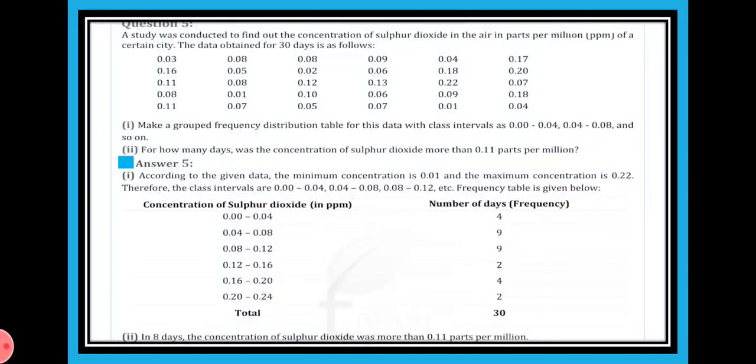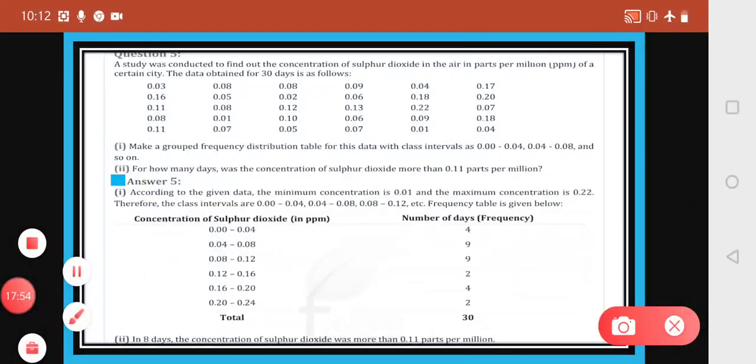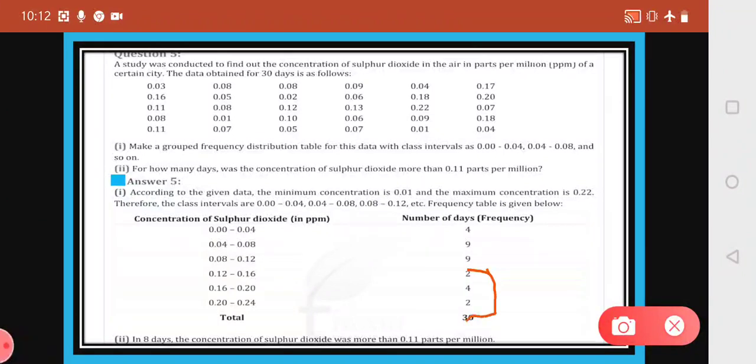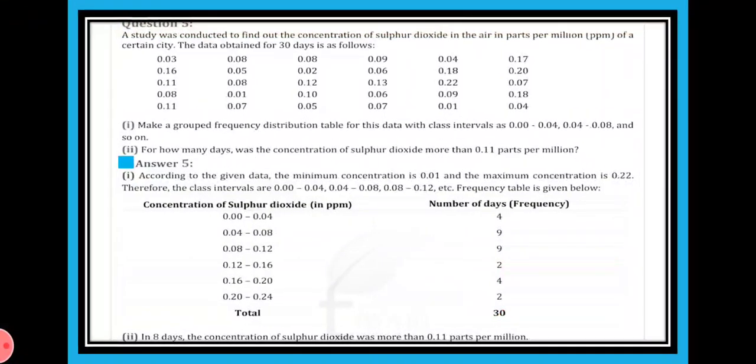Now the second answer: in 8 days the concentration of sulfur dioxide was more than 0.11 parts per million. You have to check more than 0.11, so you count from 0.12, and you can see these last 3 entries, that is 2, 4 and 2. So in 8 days the concentration is more than 0.11.